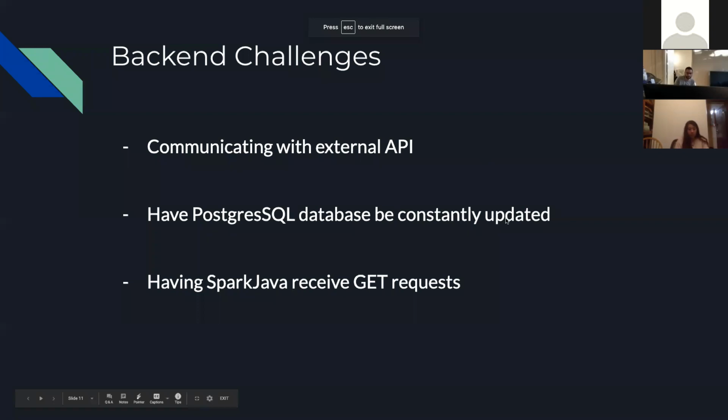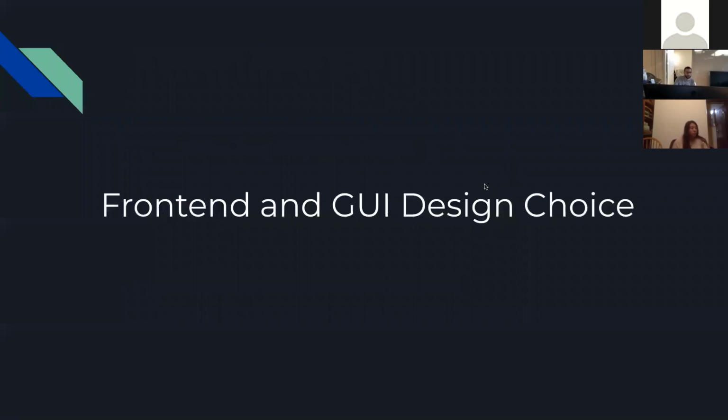And finally, the last backend challenge we had to face was having Spark Java receive GET requests. I know that's what Ahmed needed since he worked on the front end to get the JSON that had all the information he needed. So having Ahmed use a GET request to get the newest information was a problem I was facing. But through Googling and debugging and running some unit tests, we were able to solve that.